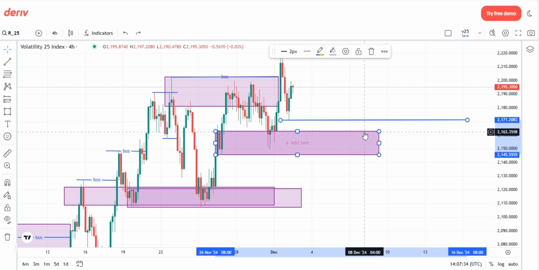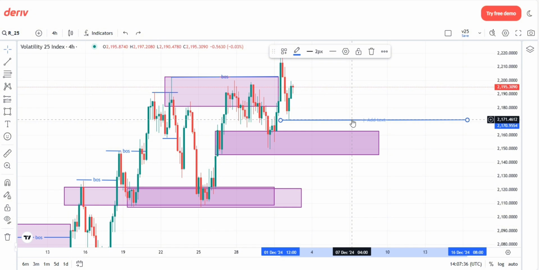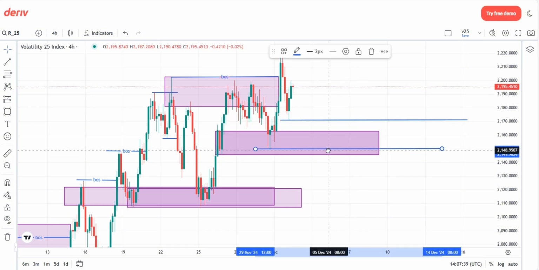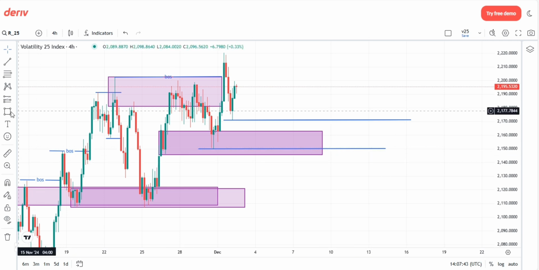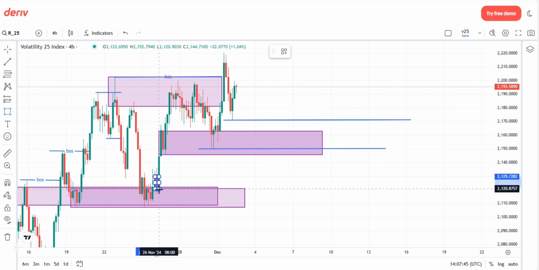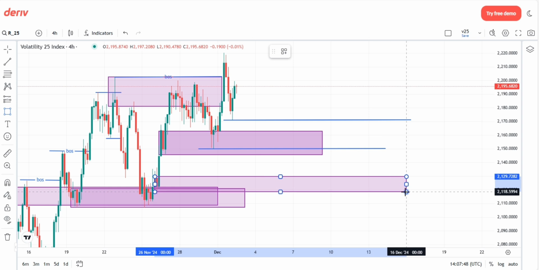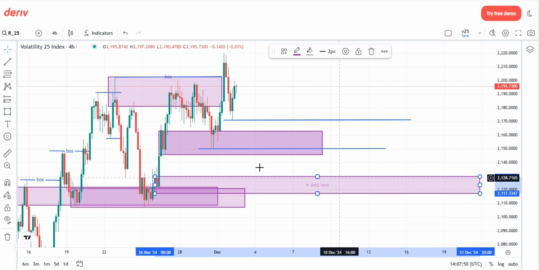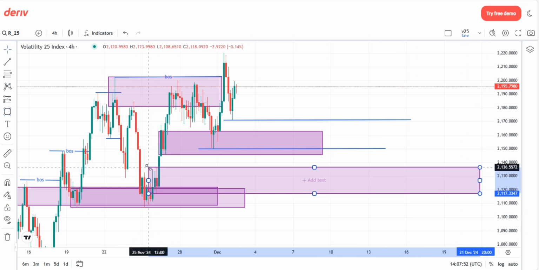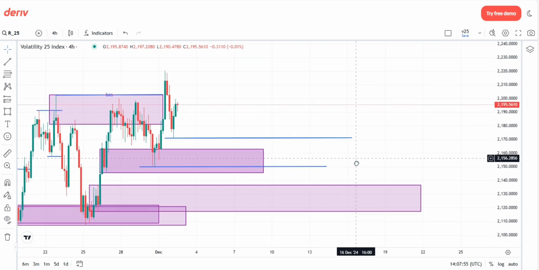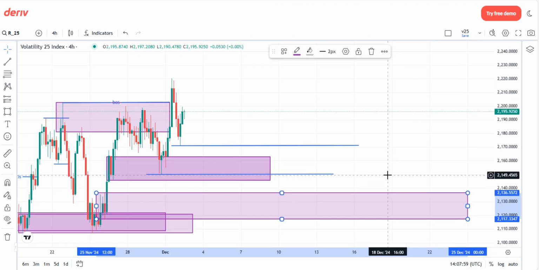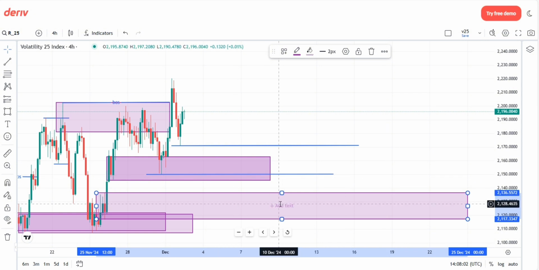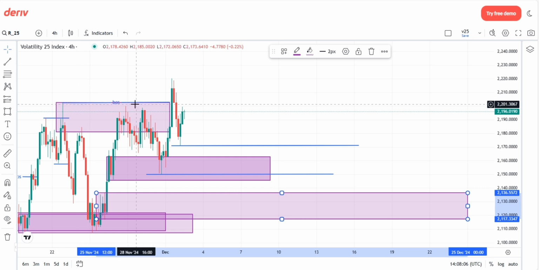Second, I've got this area in this order block. Thirdly, I'm going to highlight this order block here. So if I'm going to look for buying opportunities, I'm going to look for them in this zone.